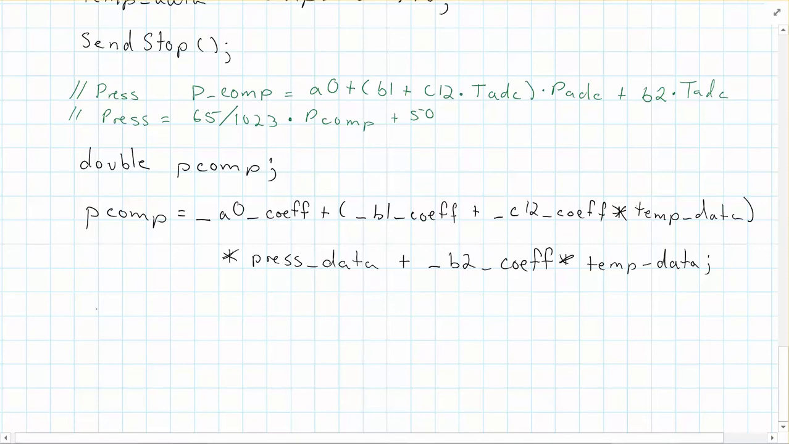And then we're ready to finally compute the actual pressure, but this is now where we're going to return this. Remember we have the memory location of where the pressure data is stored, so I'm going to do star press is equal to 65.0 divided by 1023.0 times pcomp plus 50.0. So we finally have our pressure data.